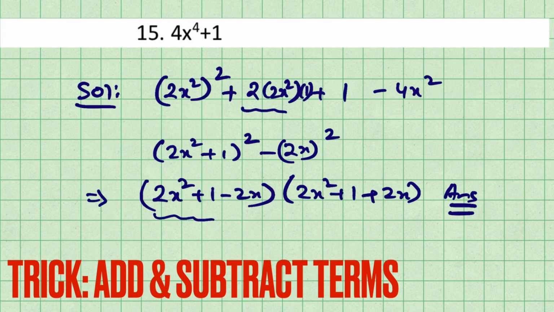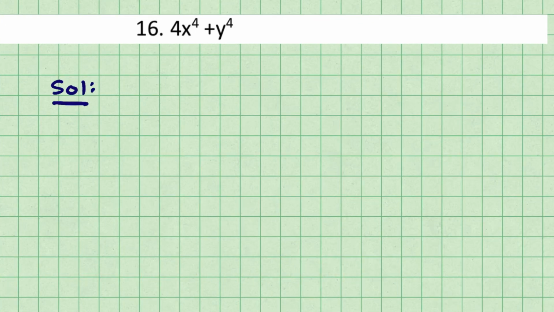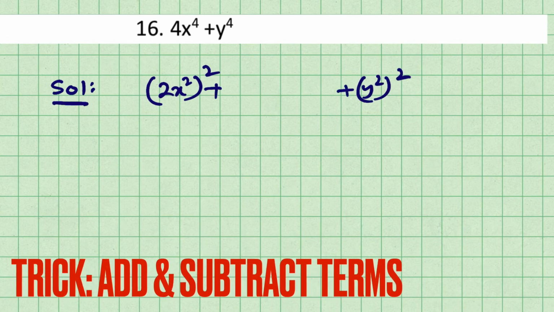If these terms are also factorizable, we will factorize them, otherwise we will leave it as it is. Let's apply the same concept on question 16. Here 4x to the power 4 is written, which I can write as 2x square whole square, and then we have y square whole square. If I want to apply the formula of a plus b whole square, I will need 2 times 2x square into y square, which is 4x square y square.